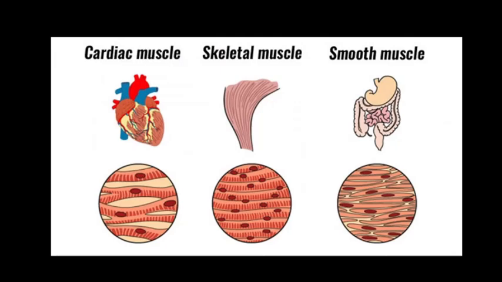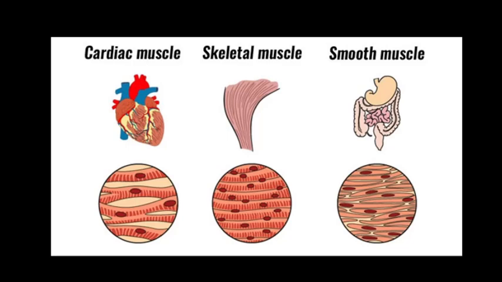Let us now talk about the different types of muscle. There are three main types of muscles in our body: the cardiac muscle, the skeletal muscle and the smooth muscle. The cardiac muscles are the muscles of your heart. They are related to the contraction and relaxation of your heart. The movement of the heart is involuntary, so involuntary muscles are involved in the cardiac muscle.